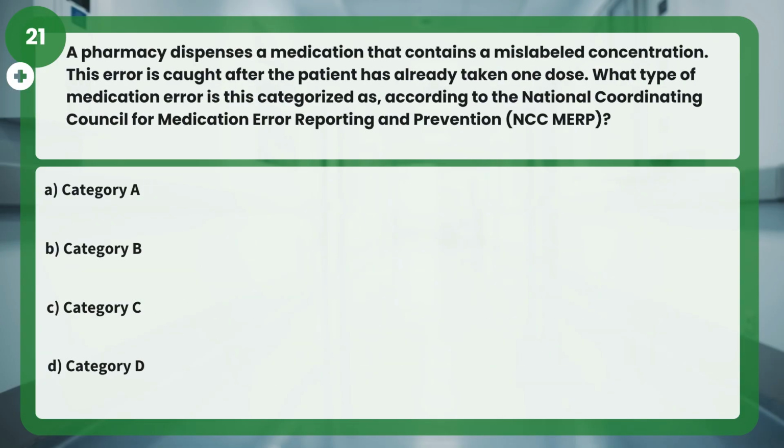Question 21. A pharmacy dispenses a medication that contains a mislabeled concentration. This error is caught after the patient has already taken one dose. What type of medication error is this categorized as, according to the National Coordinating Council for Medication Error Reporting and Prevention, NCCMERP? A. Category A. B. Category B. C. Category C. D. Category D.